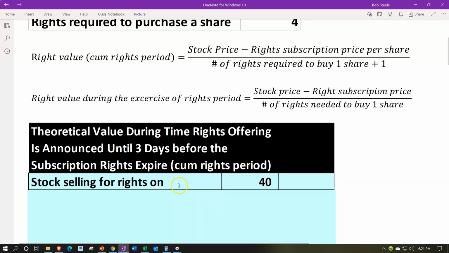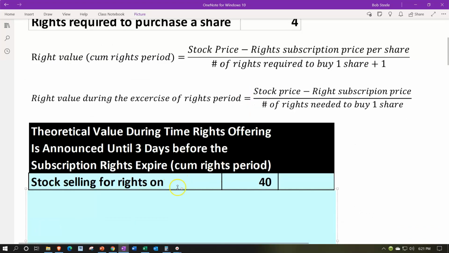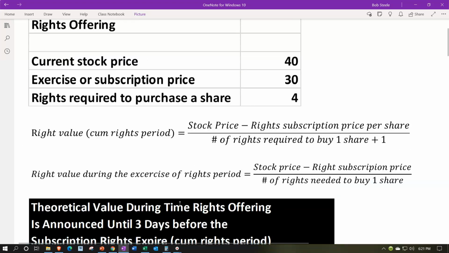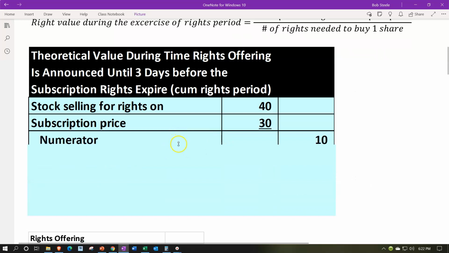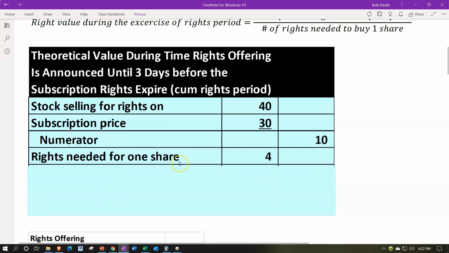So the calculation then is going to be the stock selling price. So we're going to say $40. That's basically the price before the rights offering took place. And then the subscription price, that's the price at which you can buy the discounted share. If you have 4 rights along with that, and the $30, the 40 minus the 30, that's going to give us our 10. That's our numerator. And then we'll take a look at the denominator.